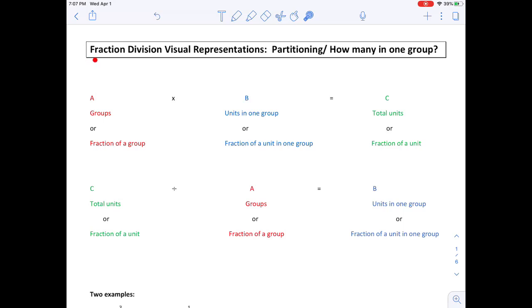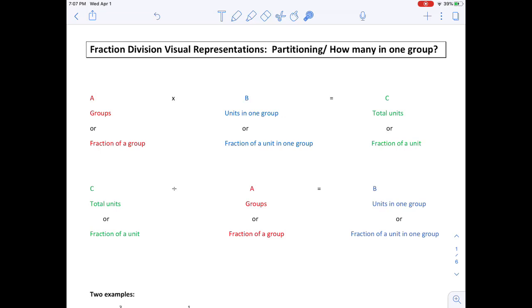We're going to talk about fraction division using the partitioning, or how many in one group perspective of division, and we'll explore how to solve these problems with visual representations.